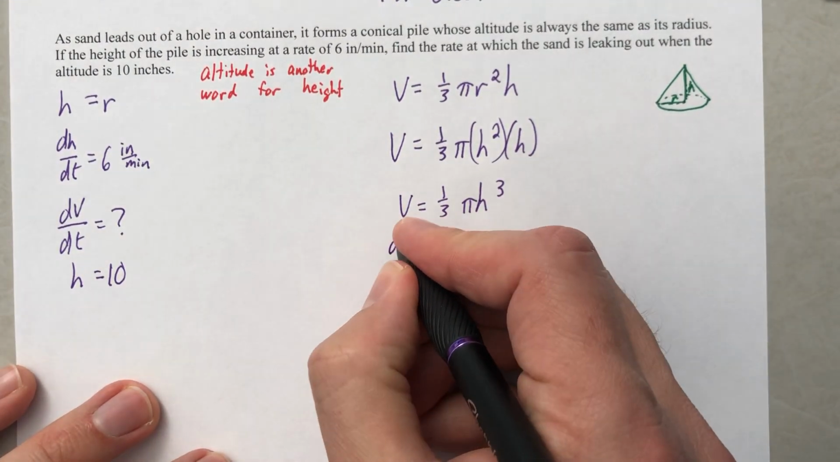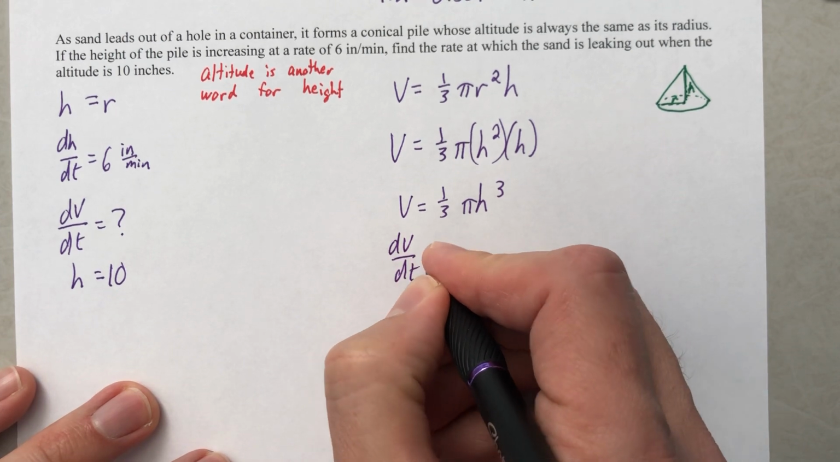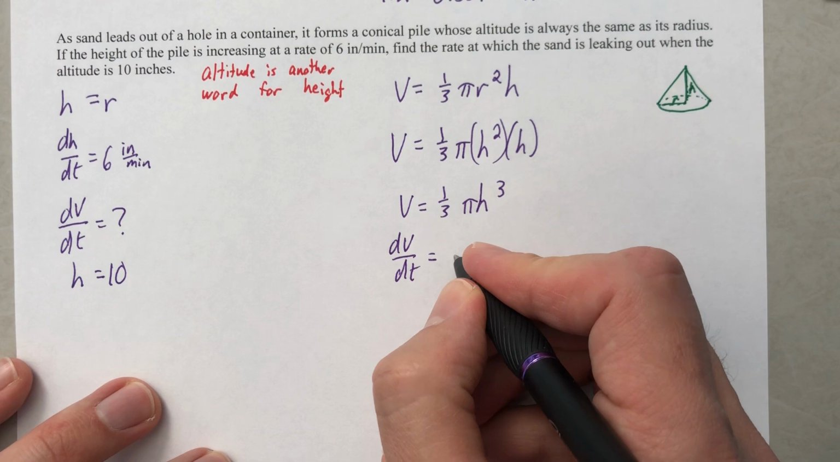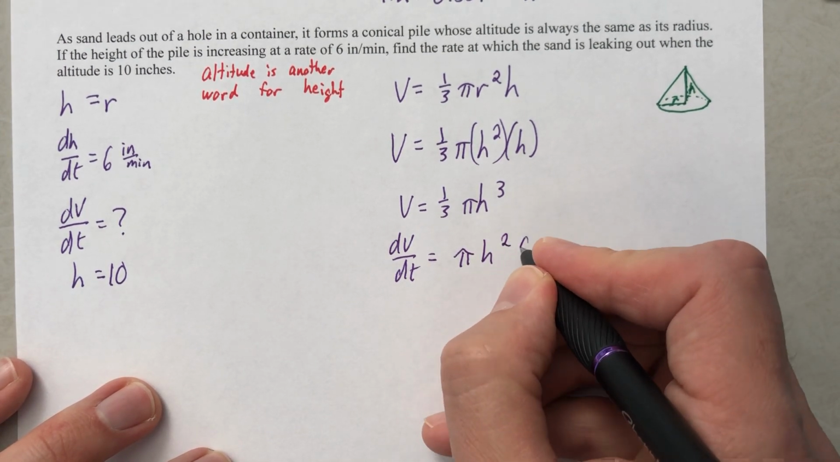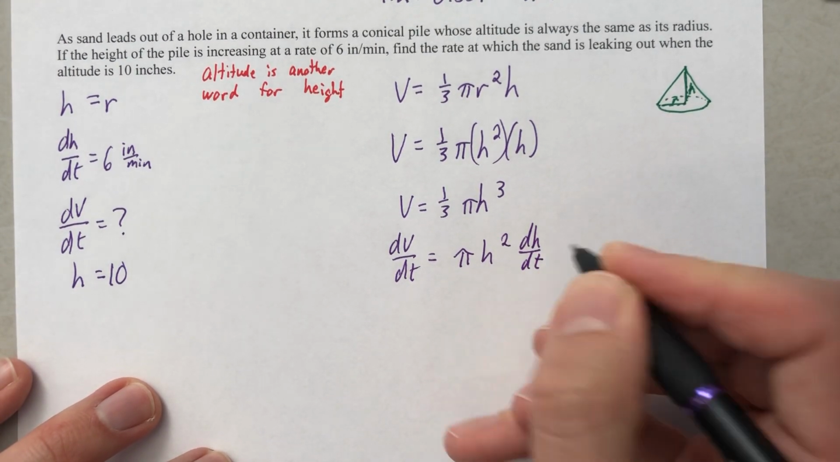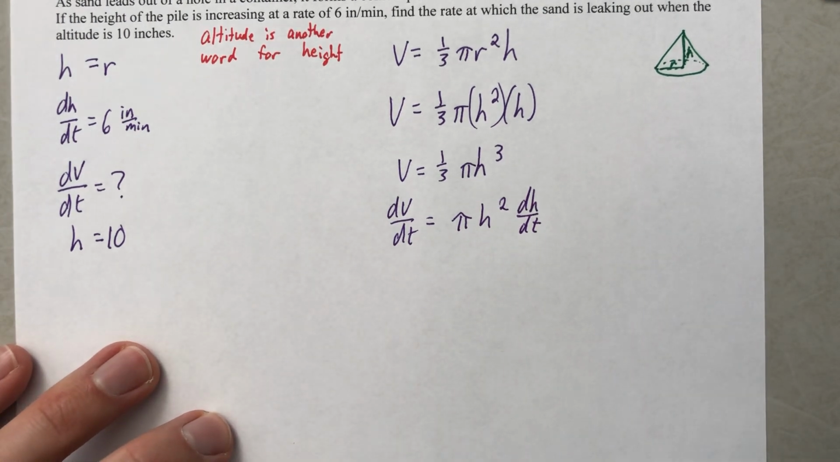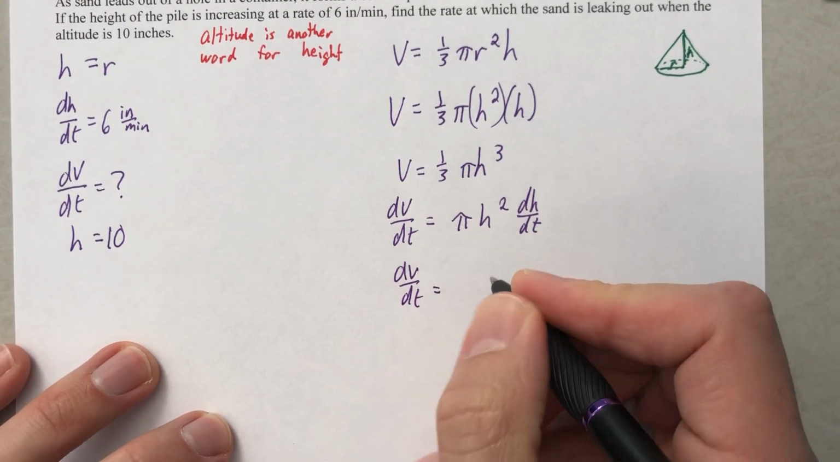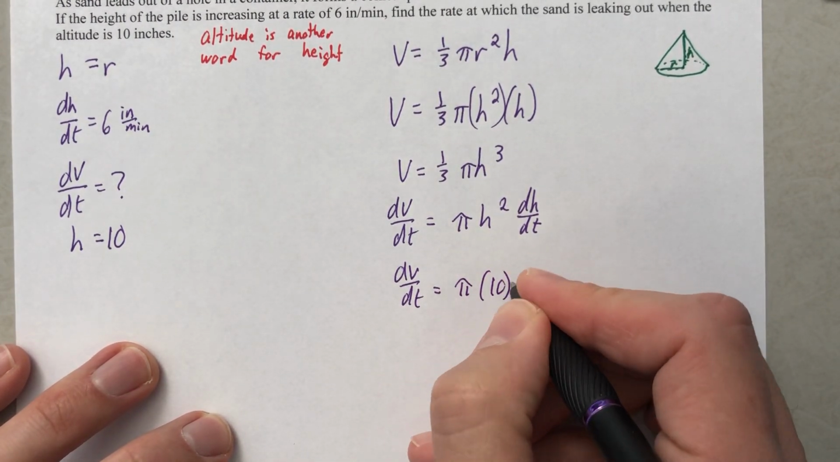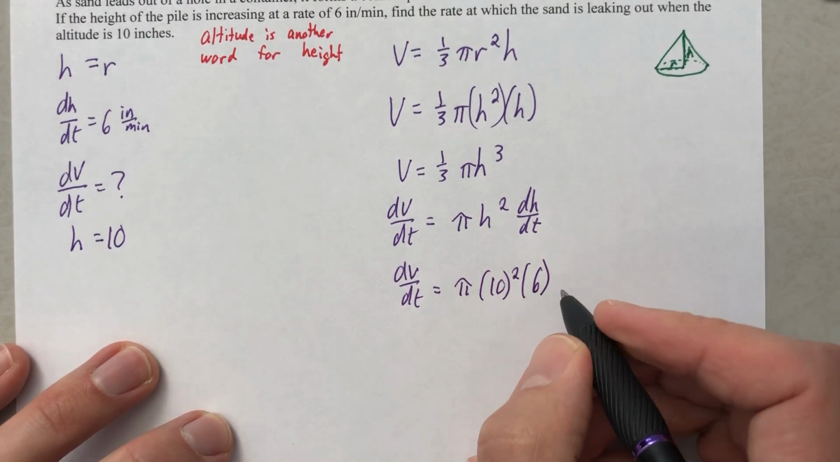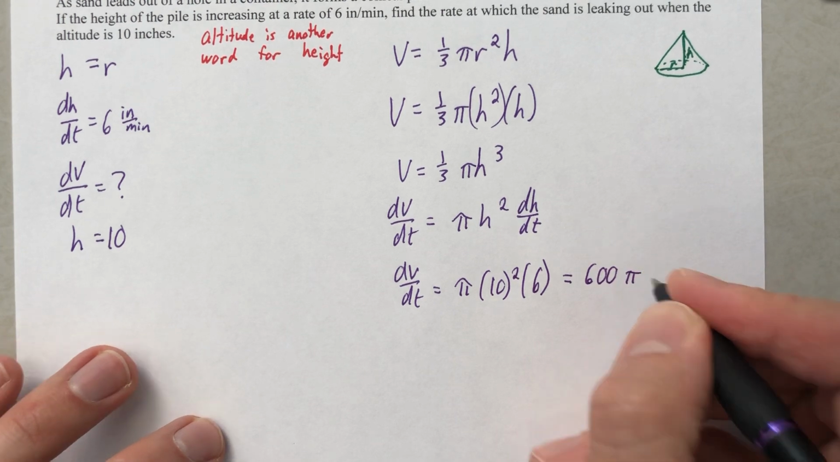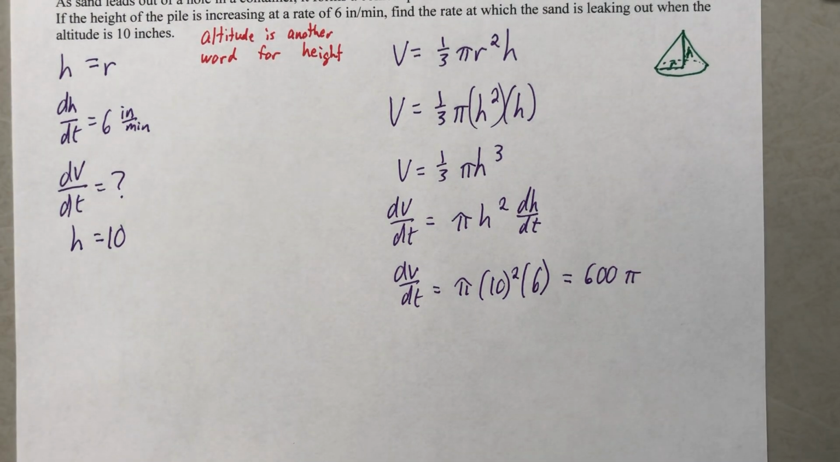So the rate of change of the volume, that would be dV/dt. The derivative of 1/3 pi h cubed, 1/3 times 3 is 1, pi h squared, dH/dt. We can do this one in our head, actually, if we don't multiply by pi. So the rate of change of the volume is pi times height squared times 6. That's 100 times 6. That would be 600 pi. Okay, that is correct. I'll figure out the decimal for it in just a minute.